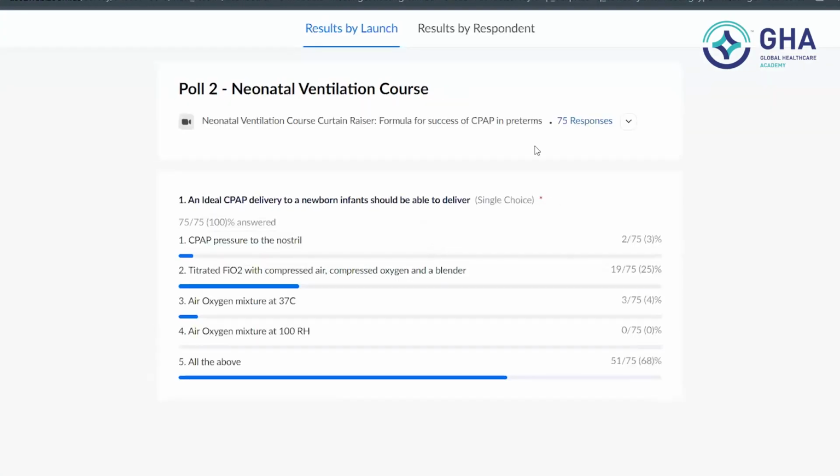So the second one, it should be able to deliver CPAP to the nostrils. It is single choice, so obviously each one is correct, but the answer is all of the above, because each one is correct. I'm sure some people are in a hurry to answer one by one, but if you have read all four, then you know that the fifth is the right answer, because all are correct. Next.